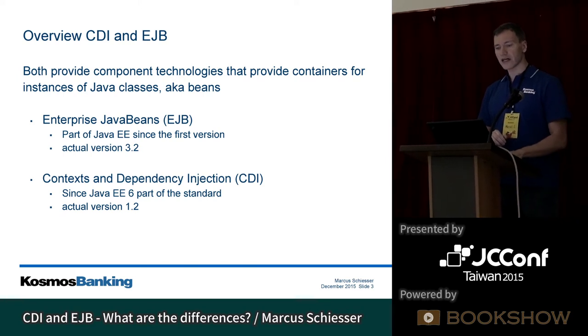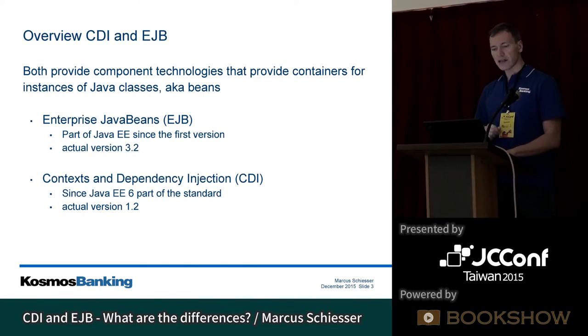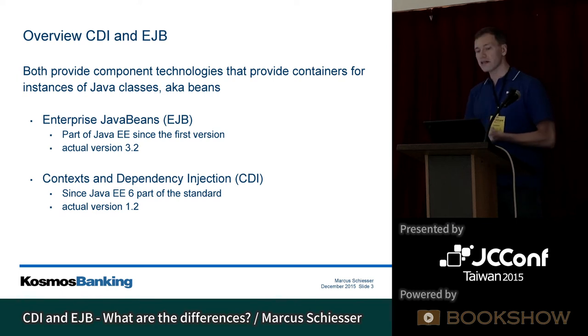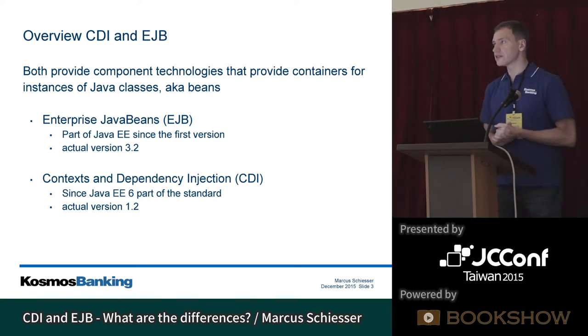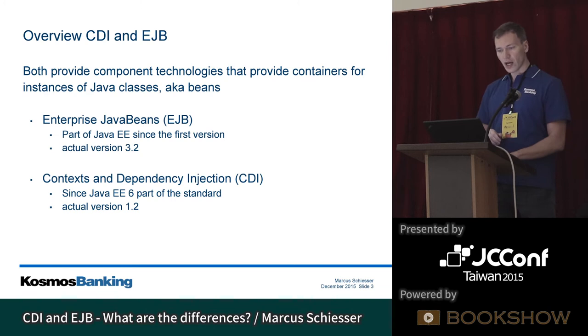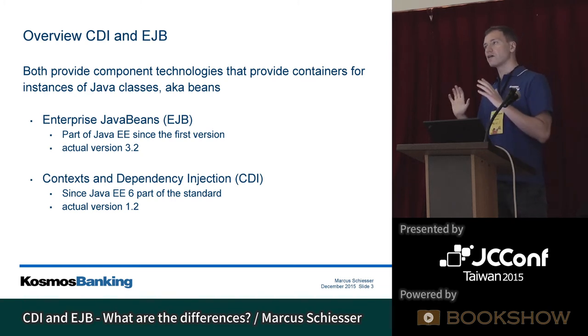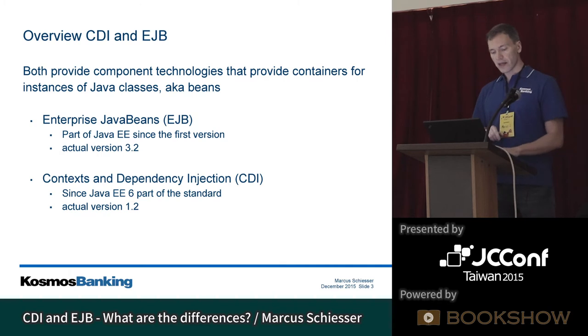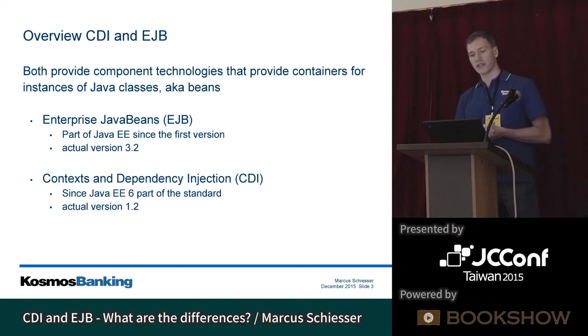If we take a look at Enterprise Java Beans, they have been around for a long time now. They are part of the Java Enterprise Edition since the first version, basically, and actually they are in version 3.2 in Java Enterprise Edition 7. On the other hand, we have Contexts and Dependency Injection, CDI, which just recently came to the Java Enterprise Edition in version 6. It was introduced as part of the standard, and the actual version right now is 1.2 of CDI.